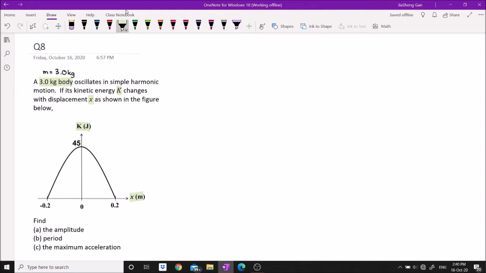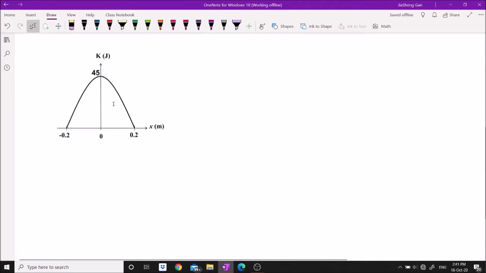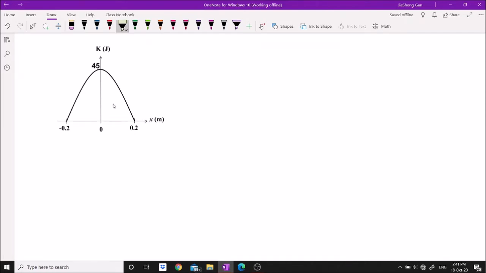As usual, if you are solving a question, it's important that we are able to extract all the information from the graph itself. This is our first time encountering a kinetic energy against displacement graph, so I think it will be appropriate for me to explain what this graph means first. So let's go down here. This is a kinetic energy against displacement graph. Usually, I'll imagine it using a spring mass system.